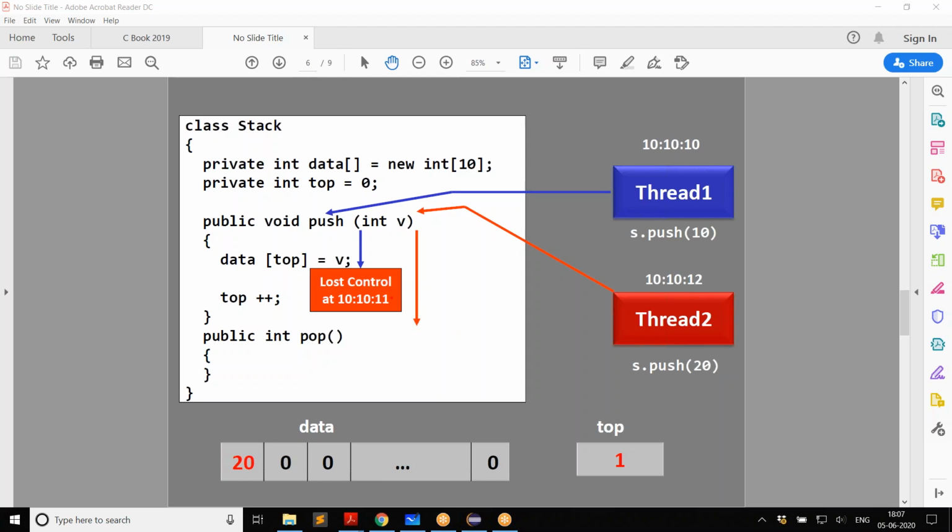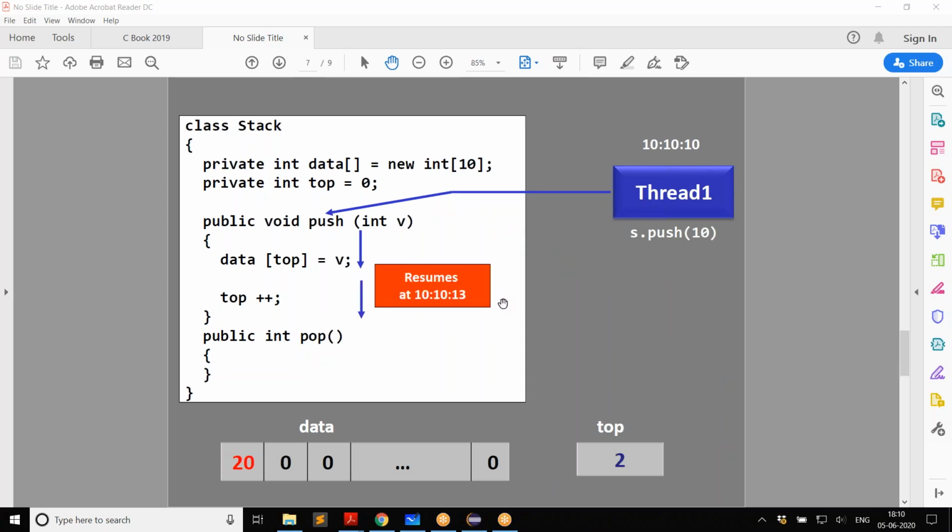If this happens, after overwriting it, it will proceed further and increment it by 1. And subsequently, thread 1 will regain control and continue from where it left. So thread 1 will resume and increment the top by 1, but it's too little too late because by the time it incremented top, the damage was already done.